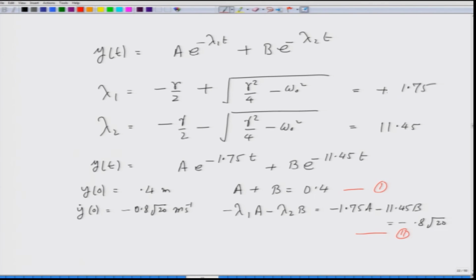After you solve this, which I leave for you to do, what you get is y(t) is equal to 0.103 e raised to minus 1.75t plus 0.297 e raised to minus 11.45t, and that is the answer in the second case.